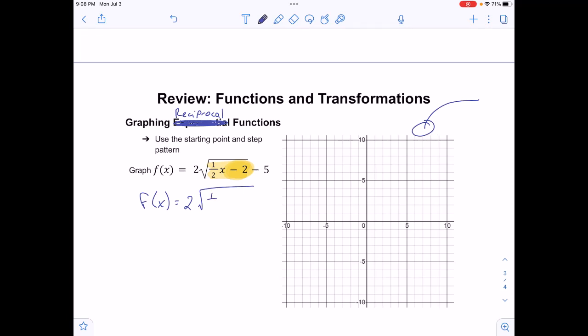It stays under the radical. And you can see where we've landed. It's actually landed at -4. So -4 is going to be our starting point.